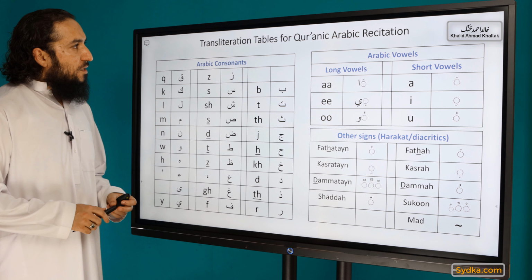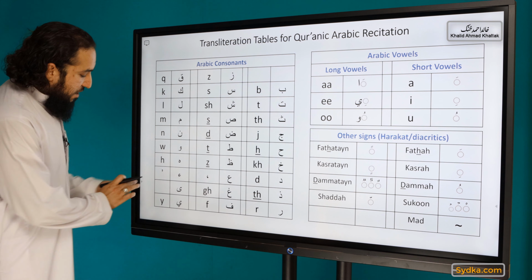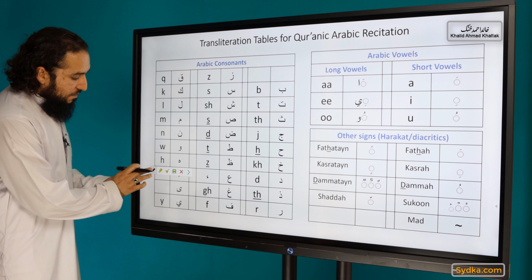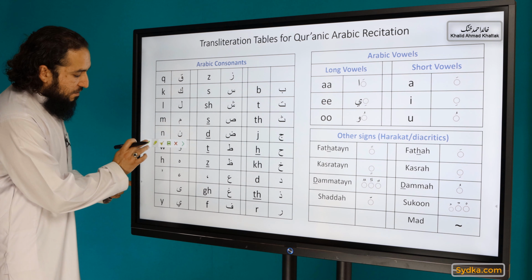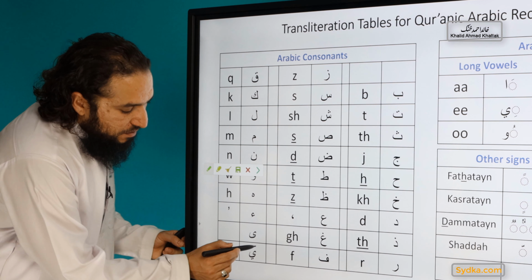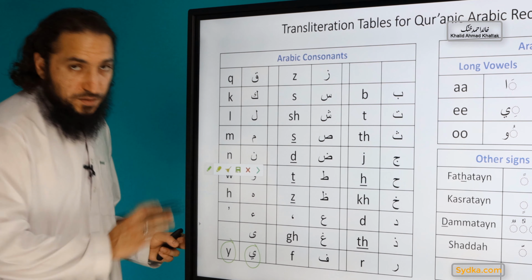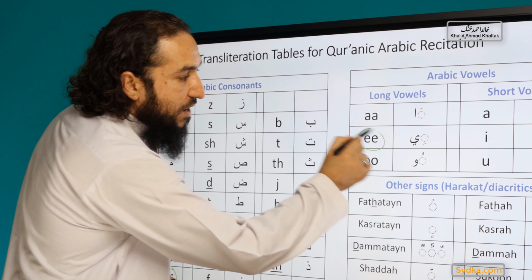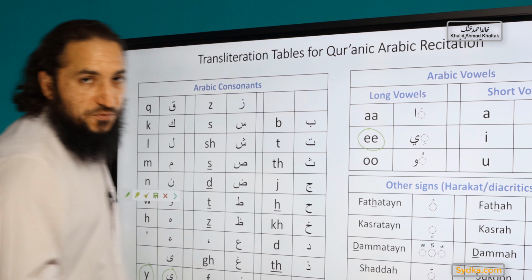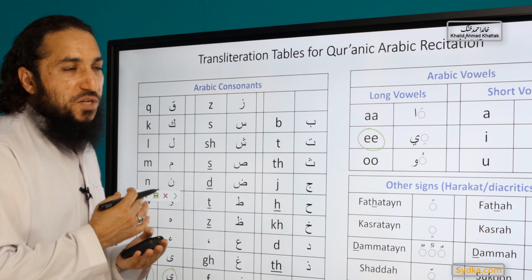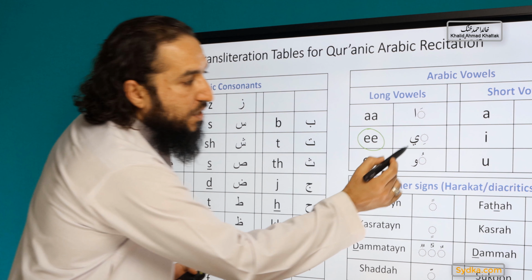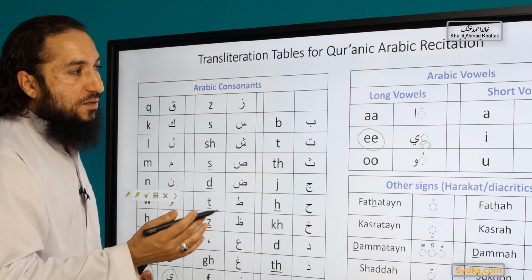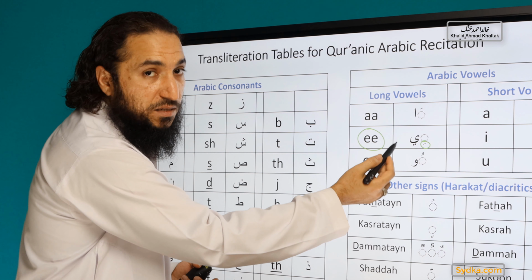Okay. So for transliteration purposes, if the ya is consonant, then we use the Y symbol for it. That's only for consonant. But when the ya is used as a vowel, then we use double E sign for it. So when is ya considered a vowel? When the letter before ya has a kasra. Then this ya will be considered as a vowel.